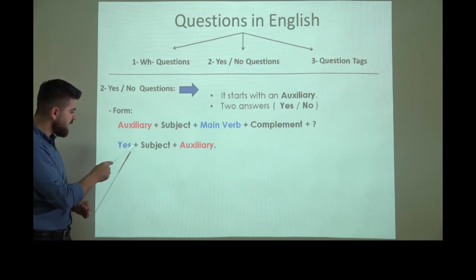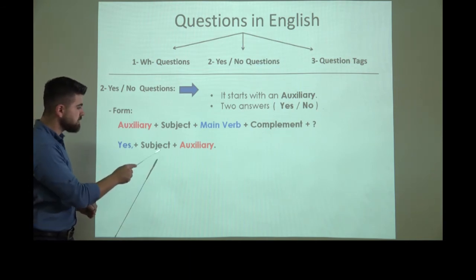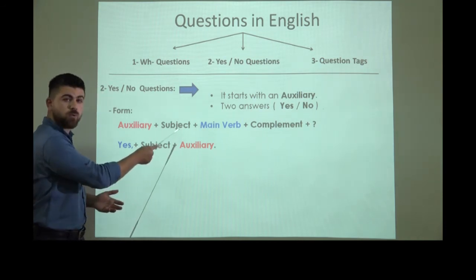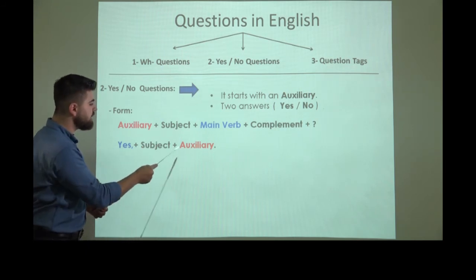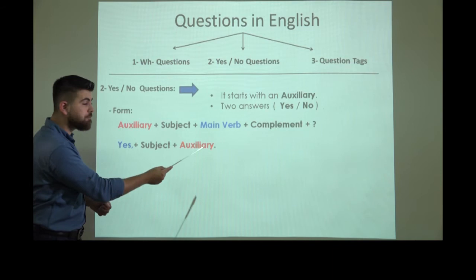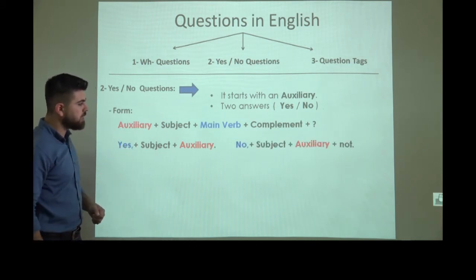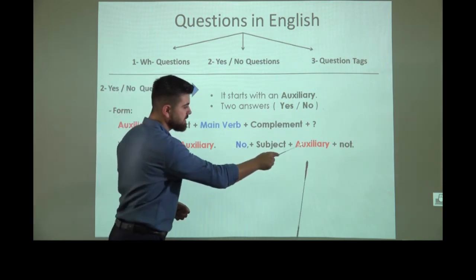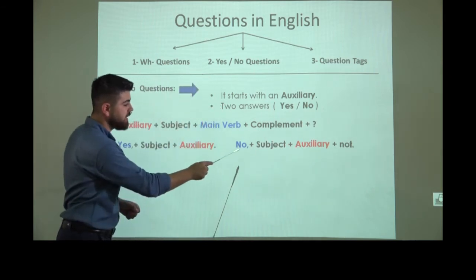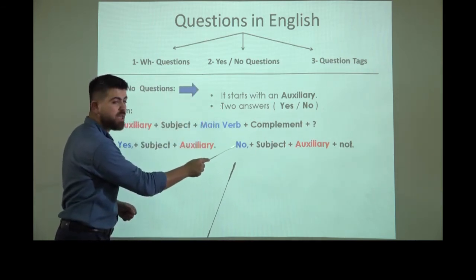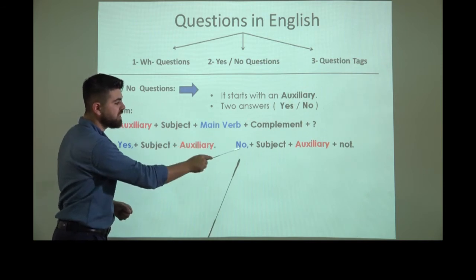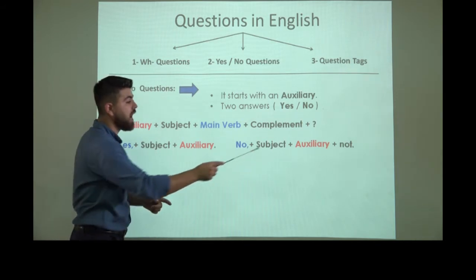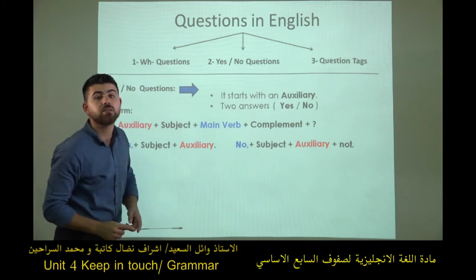For the answer yes: this is a comma, فاصلة, plus subject. Where to get this subject? من وين نروح نجيب هذا subject? From the question itself, من السؤال نفسه. Then the auxiliary, from the question itself also. Next, for no: comma, plus subject, plus auxiliary, plus not. This is the answer no. If we answer a yes no question with no, إذا جاوبنا السؤال yes no question بجواب no، يجب علينا أن نضع على الأوكسيلياري الموجود هنا إيش؟ not حتى ننفيه.